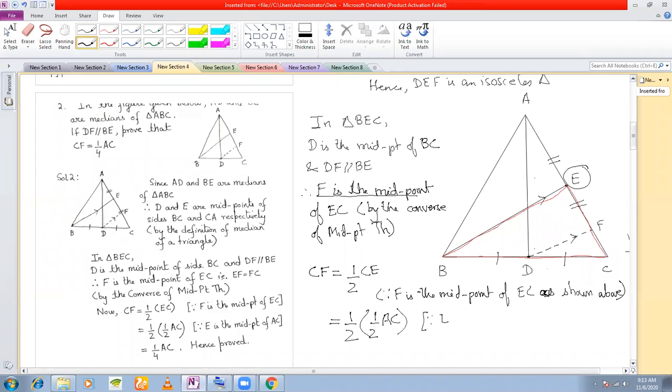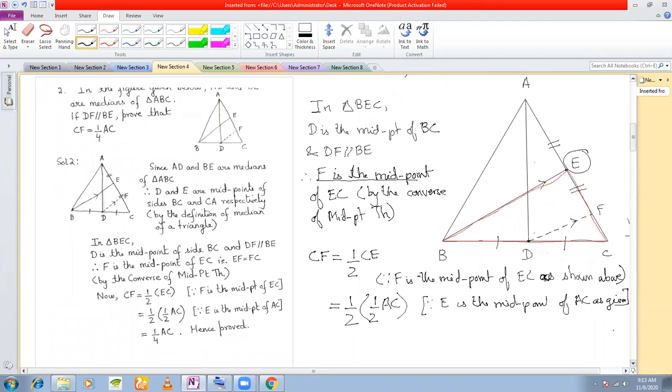Since E is the midpoint of AC as given. Right or wrong? If E is the midpoint, then CE must be half of this entire length. So therefore, CF will be one-fourth of AC. So that is done. Proof.